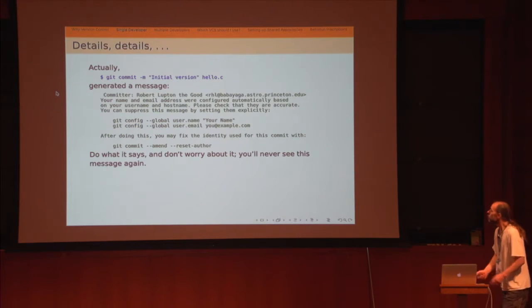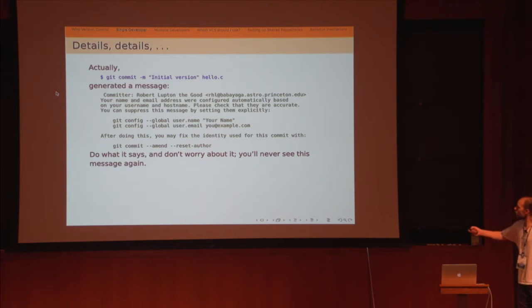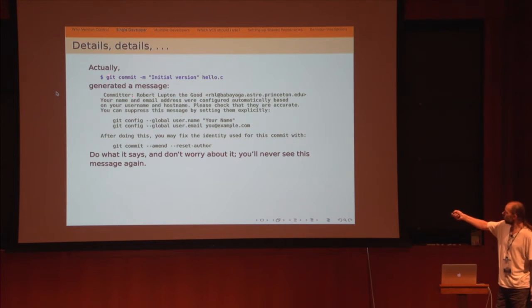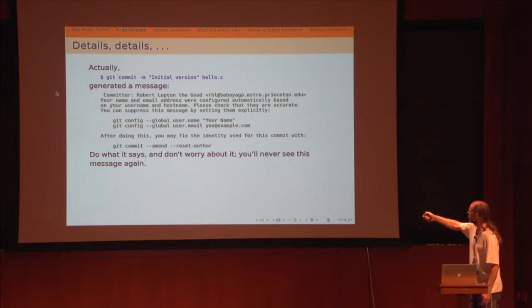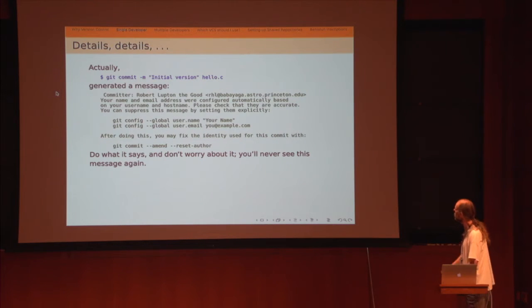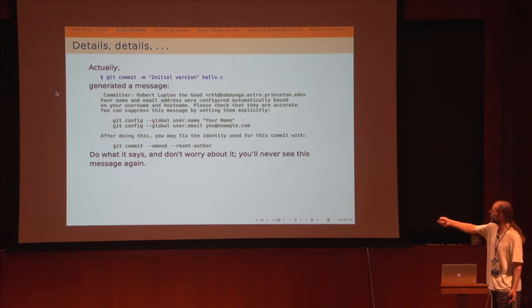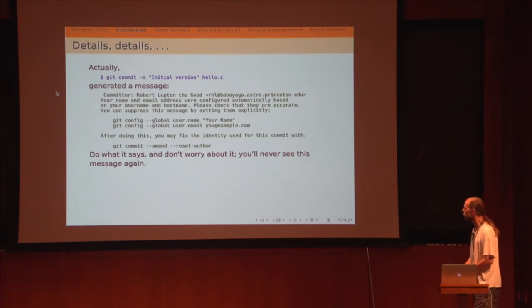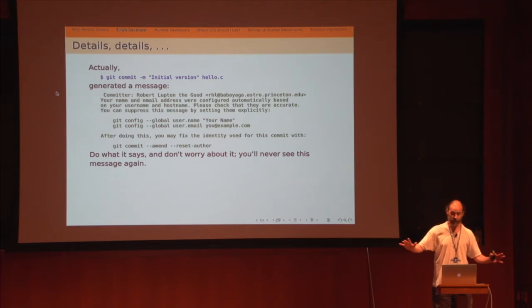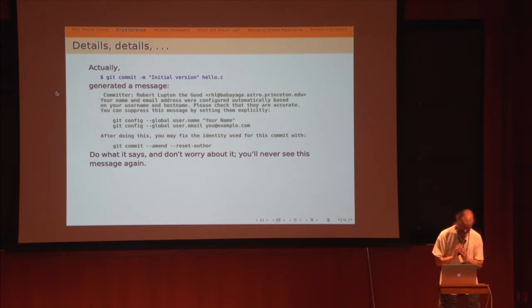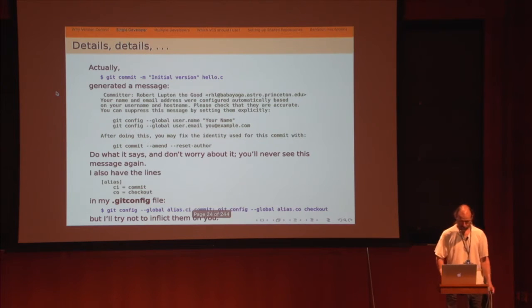Okay, so a few details. First of all, when I typed this command, I actually got some chat, which said, committer Robert Lupton the Good on this machine, Baba Yaga, who was a witch who ate children, one of my heroines. Complaining about names and email addresses being not configured properly, please do this, tell me what your real name is, all that sort of stuff. So you just do that, do what it says, you just have to learn to be obedient, and you never see this message ever again.